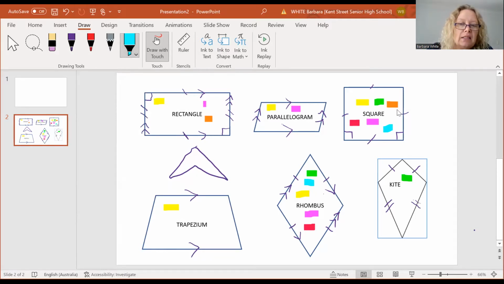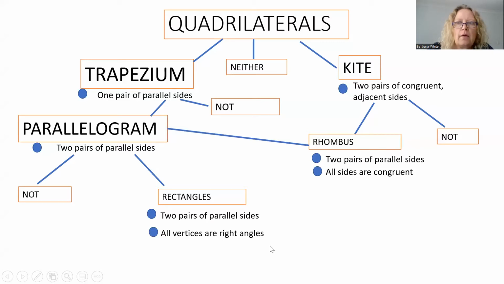So a square is a rectangle, a kind of rectangle. It's also a kind of trapezium. It's a kind of parallelogram. It's a kind of kite. It's a kind of rhombus. And what's the red one for? I've lost track. Let's go back to the chart. All right, one more.